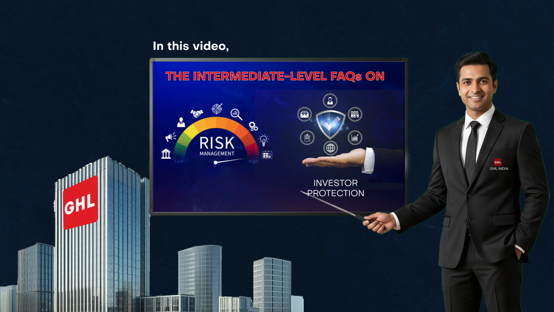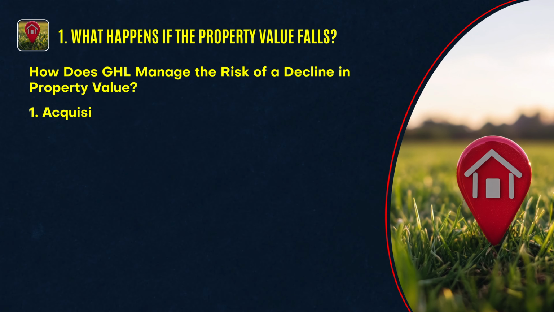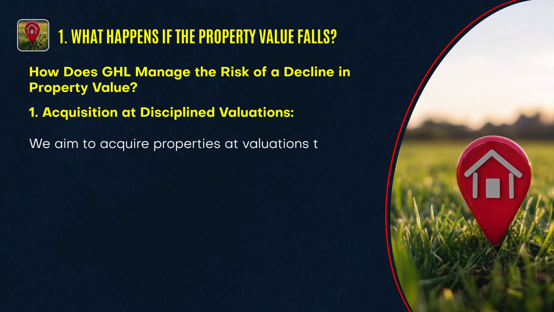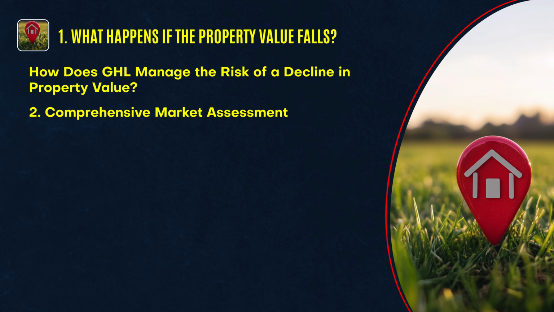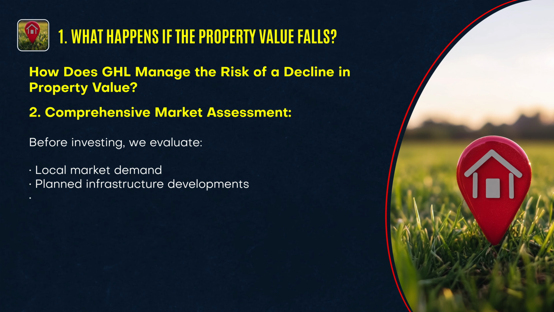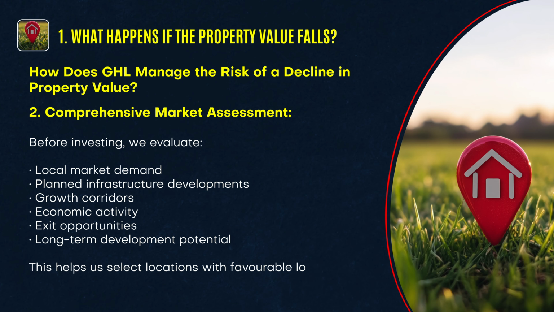How does GHL manage the risk of a decline in property value? 1. Acquisition at disciplined valuations. We aim to acquire properties at valuations that align with our investment strategy after detailed market analysis and due diligence. A disciplined acquisition approach can provide a margin of safety compared with purchasing assets at inflated prices. 2. Comprehensive market assessment. Before investing, we evaluate local market demand, planned infrastructure developments, growth corridors, economic activity, exit opportunities, long-term development potential. This helps us select locations with favorable long-term prospects.